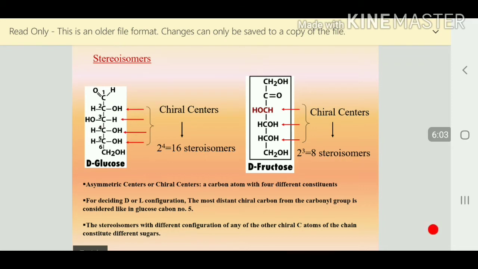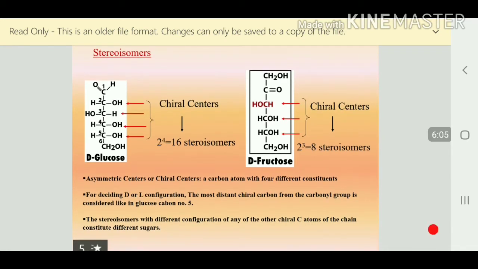So for deciding D or L glucose, carbon atom number 5 is considered, and its configuration is compared with D and L glyceraldehyde. When the hydroxyl group of carbon atom number 5 is towards the right side, it is D-glucose. When it is towards the left side, it is L-glucose.